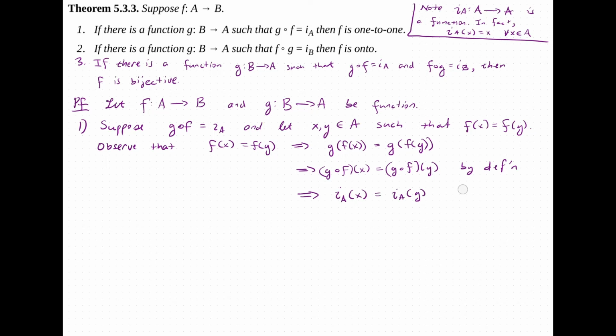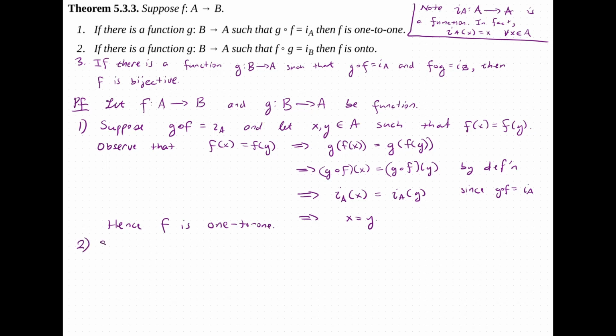And so here, since g compose f is the identity on A, this tells us that x is equal to y. Hence, f is 1 to 1, or we can just say injective as well. And so that takes care of the first statement. Now let us do the second statement.